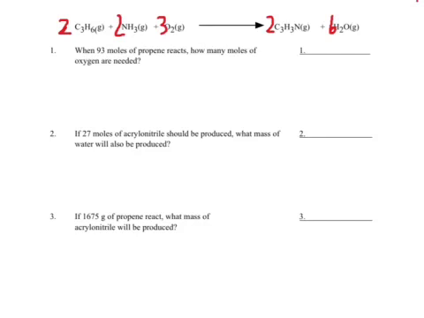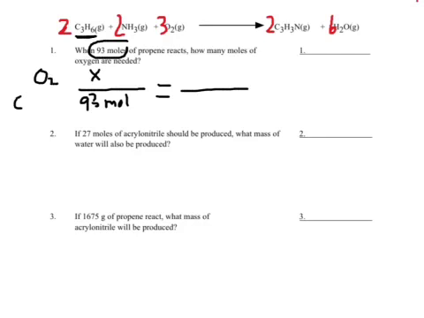Okay, now let's solve the problems using that equation. So I'm going to write my ratio out, and again the information from the problem is going to go on the left. So I see that I have 93 moles of propene, and this substance is propene, so I'm going to put that on the bottom, and then on top I'm looking for moles of oxygen. So the top is about the oxygen and the bottom is about the propene.